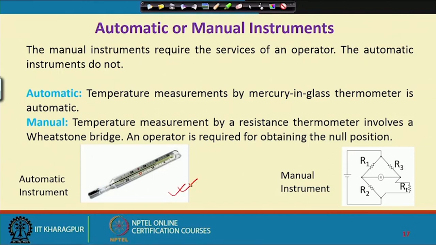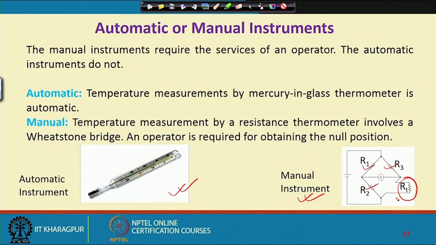So, this is an example of an ordinary mercury in glass thermometer, which is an automatic instrument, and this is a manual instrument. Here, this is the Wheatstone bridge, 3 arms, and this 4th arm is connected to the resistance wire or resistance thermometer. We will learn more about this in detail when we talk about temperature measuring instruments in detail.